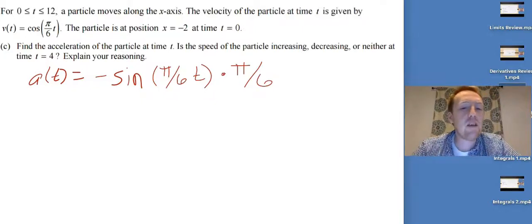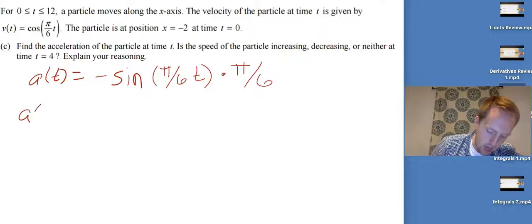Now it says, is the speed of the particle increasing, decreasing, or neither at time t equals 4? Well, the speed of the particle is increasing if the sign of the velocity and acceleration match. Decreasing if the signs of the velocity and acceleration differ. Neither if the acceleration is 0. So what I'm going to do first is check to see if the acceleration is 0, because then I don't have to check the velocity.